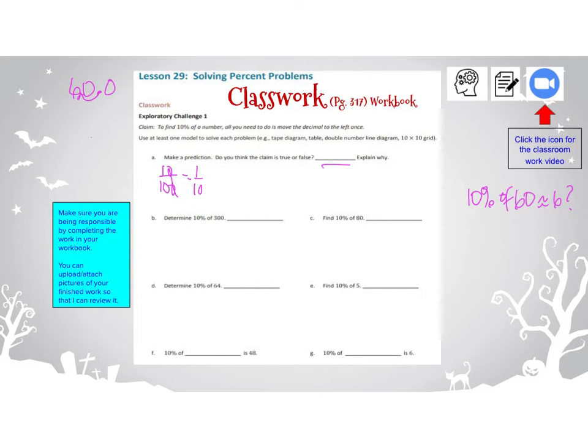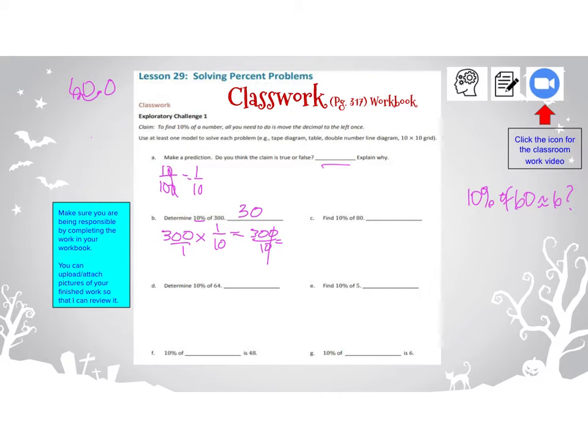And then on B, we're going to determine 10% of 300. So here's my 300, and I'm going to multiply that by my 10%, which is 10 over 100 or 1 over 10. So I'm going to go 1/10, and that is equivalent to 300 over 10. Then I'm going to divide top and bottom by 10. I get 30 over 1. Well, that's kind of like I moved the decimal place over one place to the left. 10% of 300 is 30.